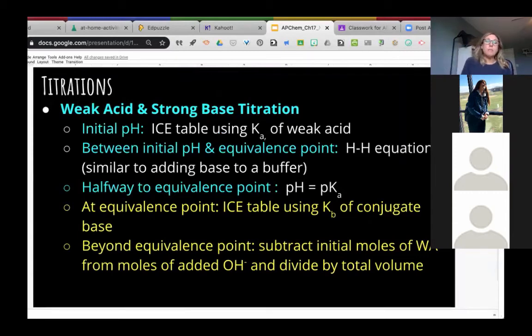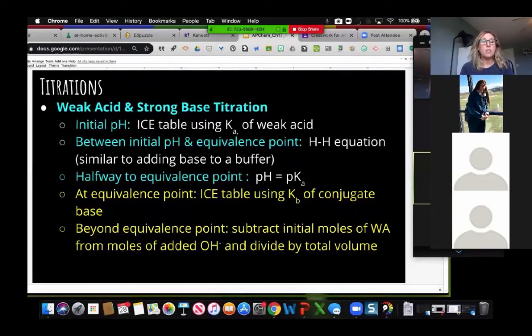Calculations for this one are a little bit more involved than the strong and strong. The first one is the initial pH. To figure out the initial pH, you can't assume that the concentration of the acid is equal to the concentration of the H+, because if you remember, a weak acid doesn't completely dissociate. So to find the initial pH, you have to do an ICE table using the Ka. That's going to be a little bit of review of what we've done before.